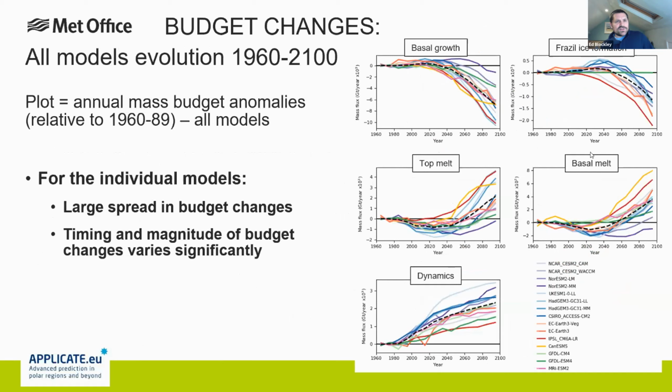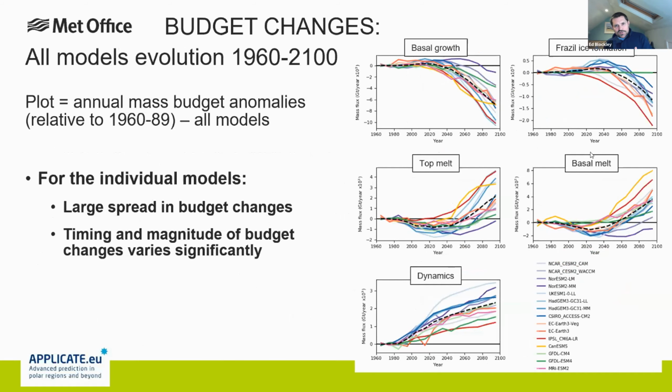Now this is a crazy picture. I'm not expecting anyone to look at this and understand it, but the point is there's still quite a lot of spread between all the different budget changes. If you just look at them from a temporal point of view, it doesn't look any different than when we were looking at the actual area and mass.